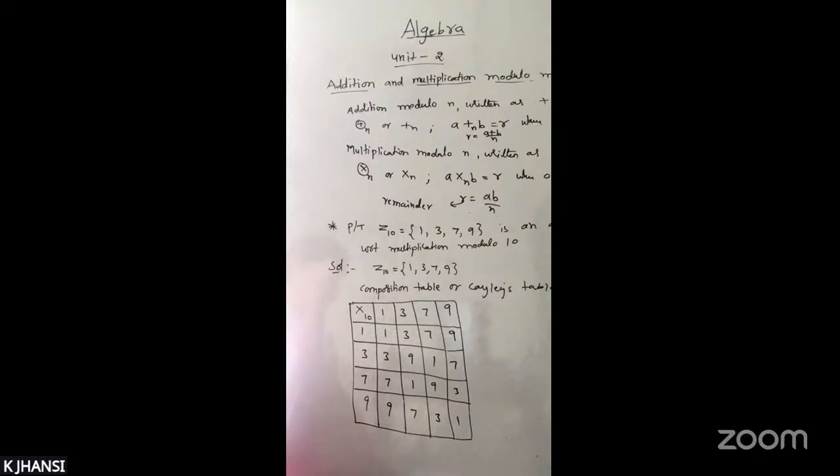Now the question is asking to show that it is an abelian group. When we have to show that it is an abelian group, it should satisfy, first, the closure property. Second, the associative property. Third, the identity property. Fourth, the inverse property, and fifth, the commutative property. If these 5 properties are satisfied by this composition table with respect to multiplication modulo 10, then only we call it an abelian group.